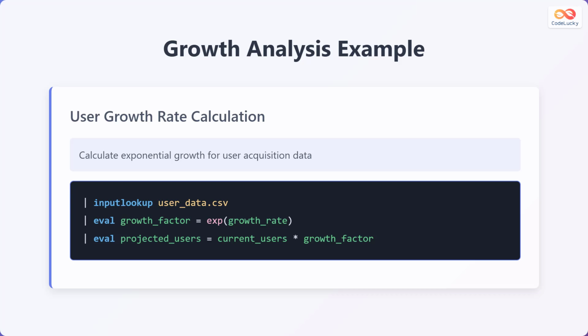Here's a practical example for user growth rate calculation. We input data from a CSV file containing user information, then evaluate the growth factor using the exp function on the growth rate field. Finally, we calculate projected users by multiplying current users with the growth factor. This pattern is commonly used in business analytics for forecasting and trend analysis.